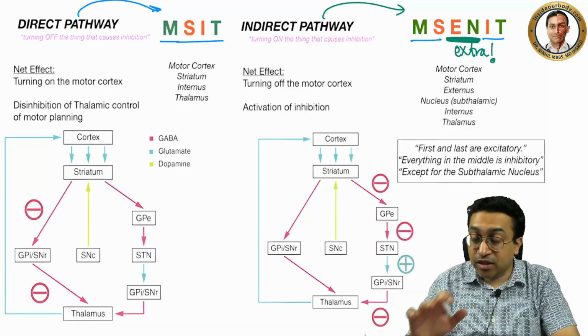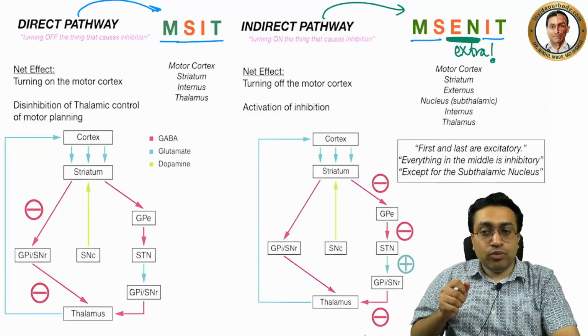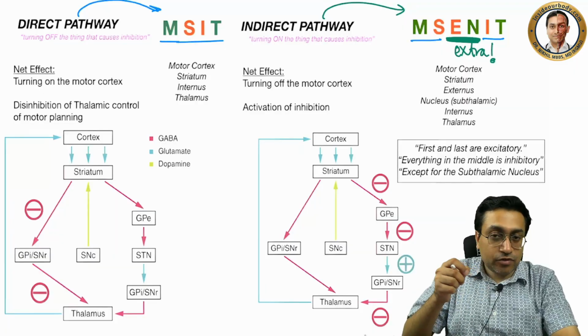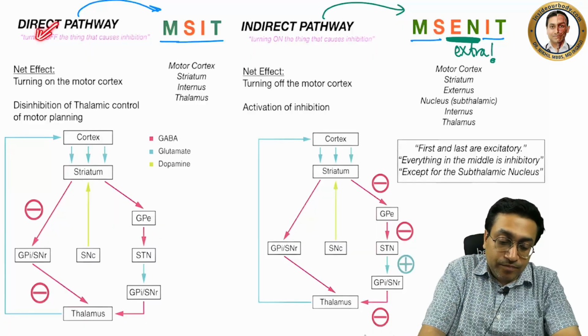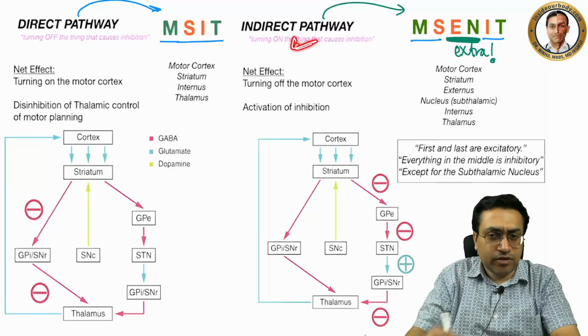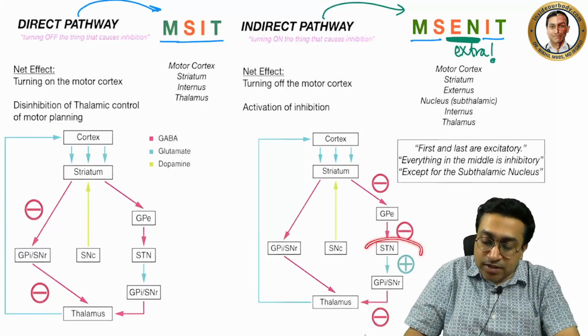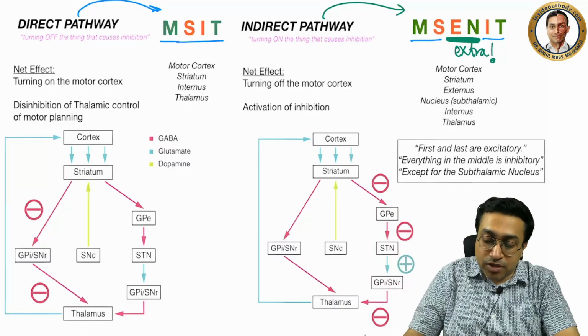Now understand the clinical applied anatomy of this. If I need to do any movement, it is begun by the direct pathway and stopped by the indirect pathway. That is the normal scenario. Suppose the subthalamic nucleus has a lesion.